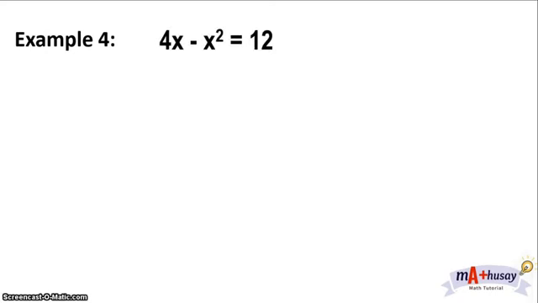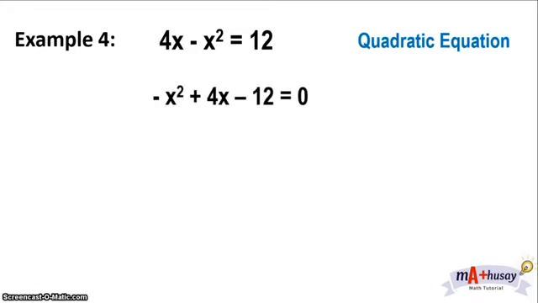Let's take example number 4. Example number 4: 4x minus x squared equals 12. This is a quadratic equation, but not written in standard form. Take note that a quadratic equation written in standard form should be ax squared plus bx plus c equals 0. So let's rewrite this one in standard form.